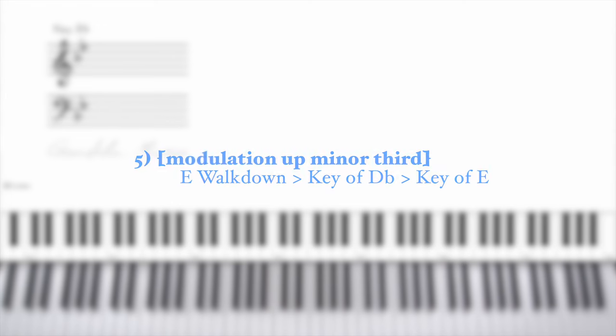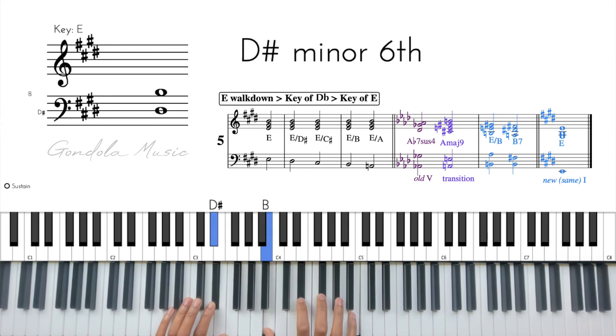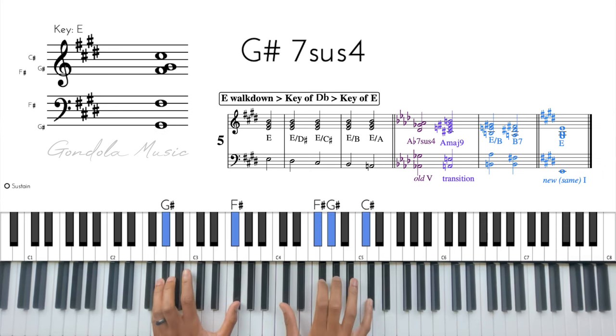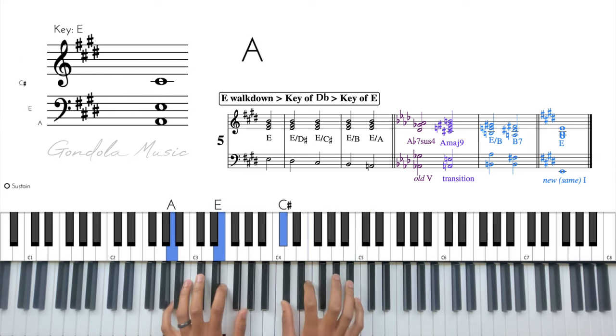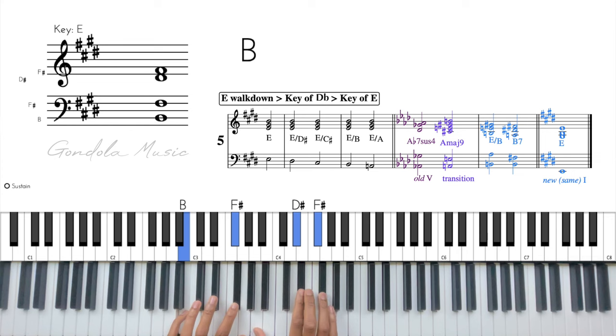Our fifth and final example has us modulating up a minor third, so from the key of D flat to E. We interrupt at A flat, at which point we begin our modulation sequence to resolve to the key of E. To your new dominant, which would be B7, and it leads you to E.